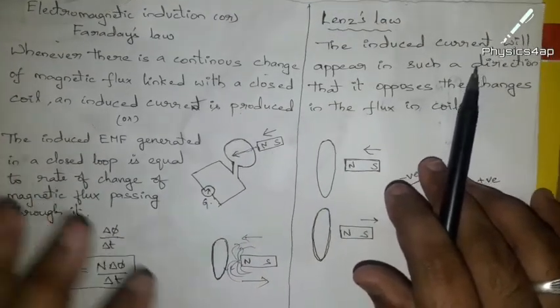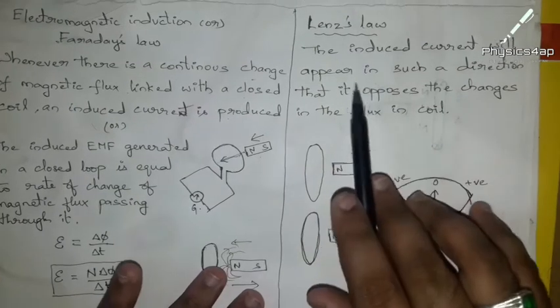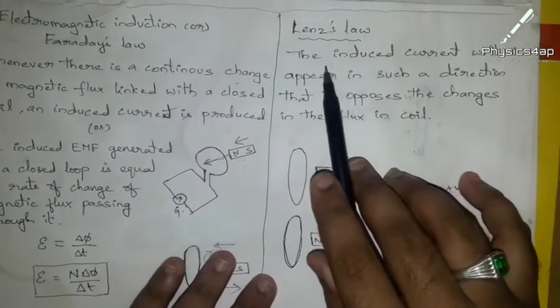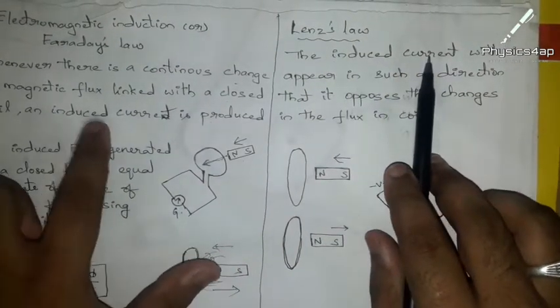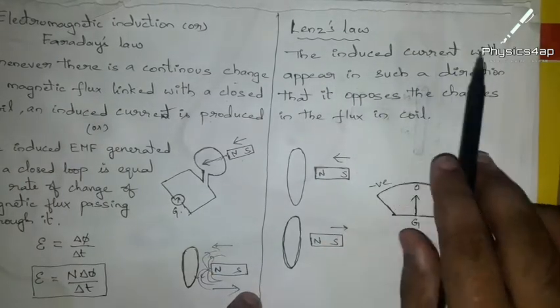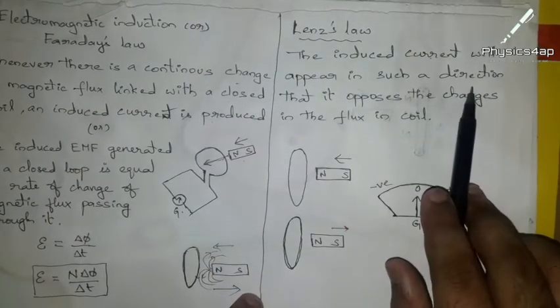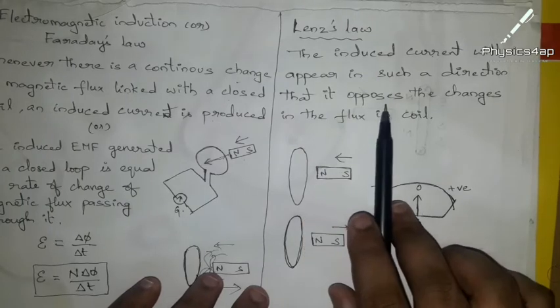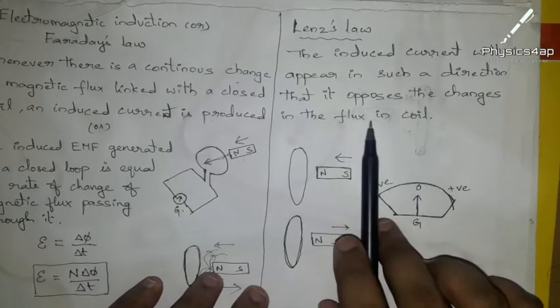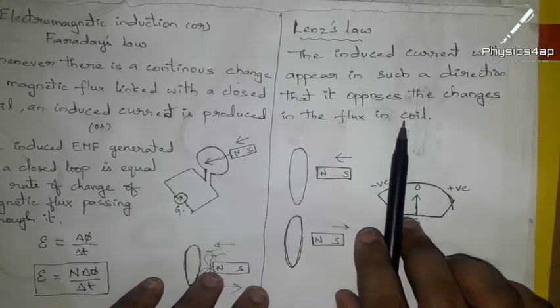Now let us see Lenz's law. So what is Lenz's law? The induced current, the current which is produced here, will appear in such a direction that it opposes the change of flux in the coil.